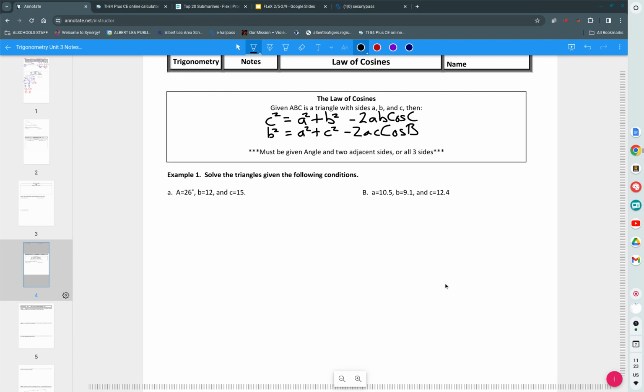And finally, if you had a squared, that would be equal to b squared plus c squared minus what? 2bc cosine of angle A.